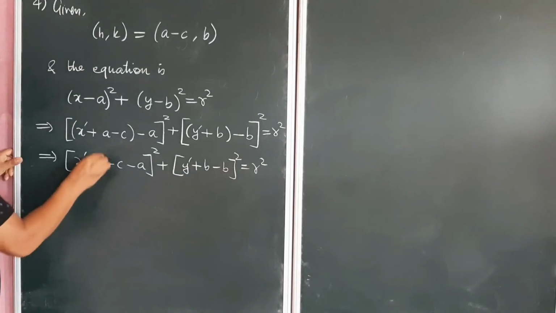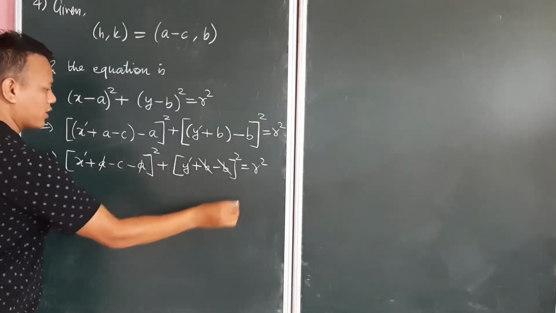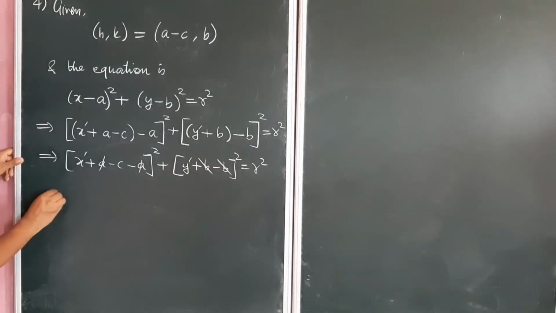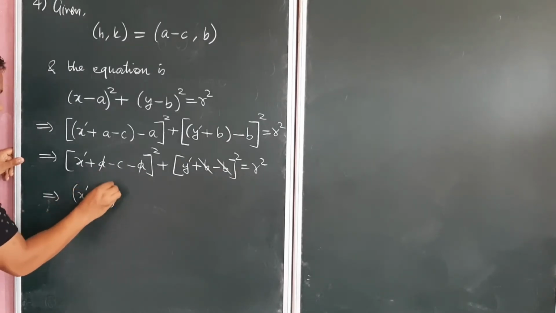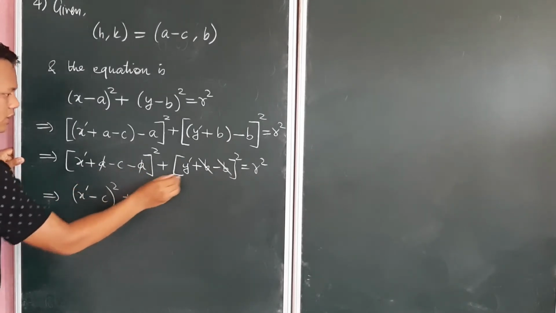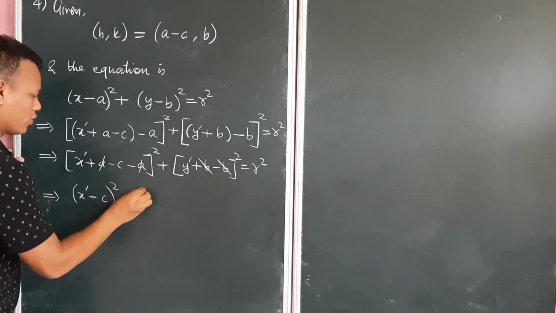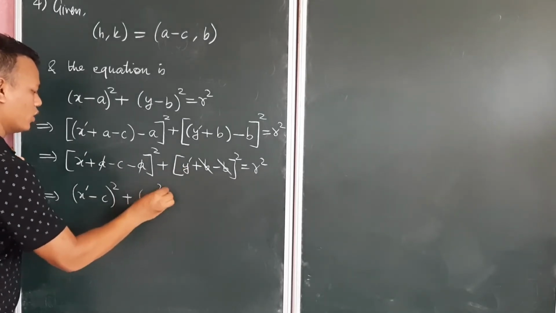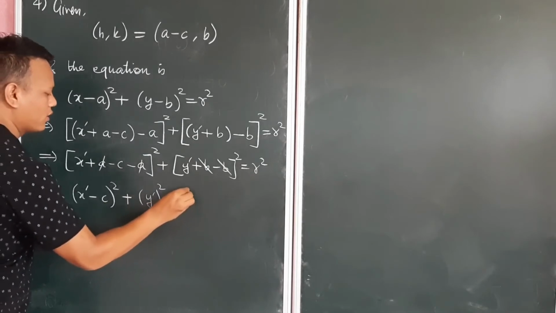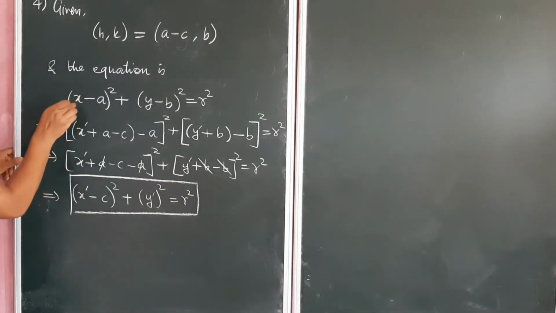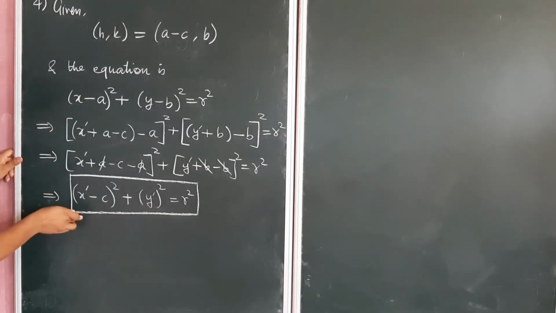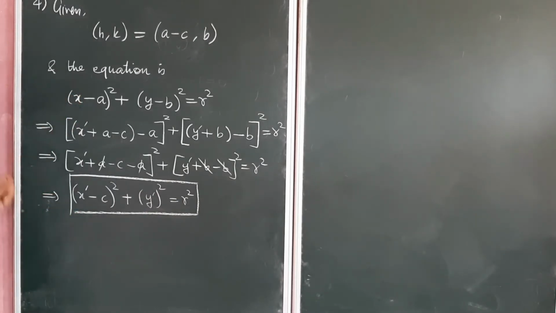So you can see that this and this get cancelled, similarly this and this get cancelled. So ultimately what is left? We have x dash minus c whole square, plus here we have only y dash, so we have y dash whole square equals r square. So my given equation changes into this equation. Alright, so you may pause the video to note down.